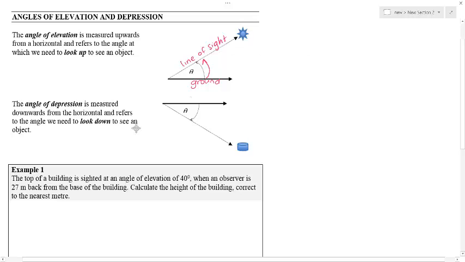The angle of depression is said to be the angle made with the horizon, so the horizon is this imaginary line that is horizontal, and the line of sight when you look down at an object. So you're looking downwards and that's our angle of depression.